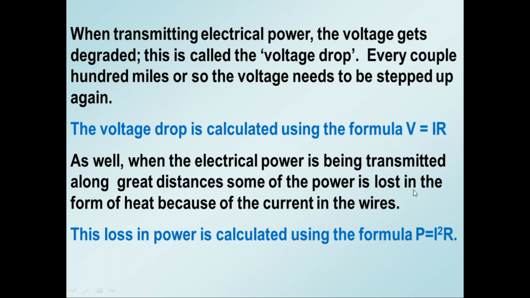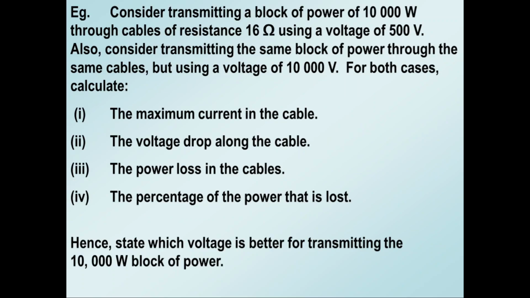So the voltage drop is calculated using the formula V equals IR. As well, when the electrical power is being transmitted along great distances, some of the power is lost in the form of heat because of the current in the wires. This loss in power is calculated using the formula P equals I squared R. So let's do an example.